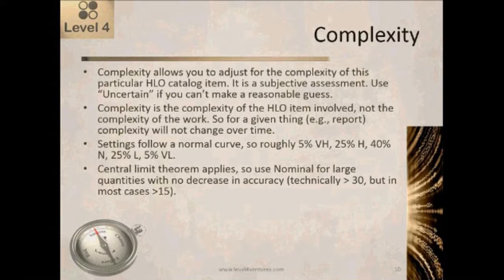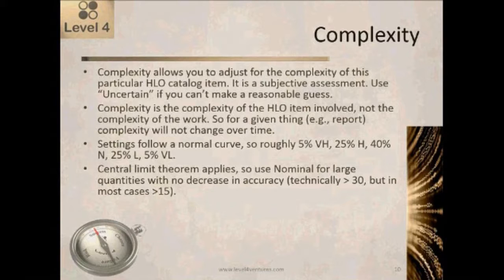Once again, that's not to say that on a given estimate we'll be following that normal curve, because in a given estimate, we're looking at a subset of the system, so it's normally not statistical. But for the system as a whole, it would follow that. The central limit theorem applies. So we can use nominal for large quantities with no decrease in accuracy.